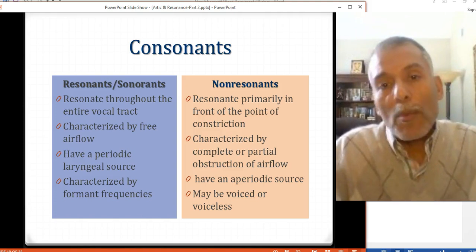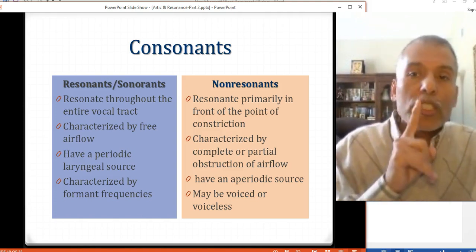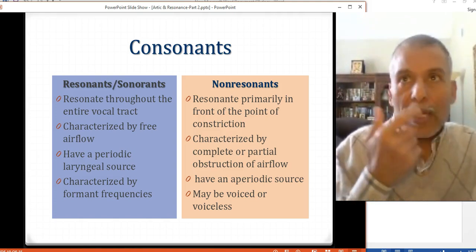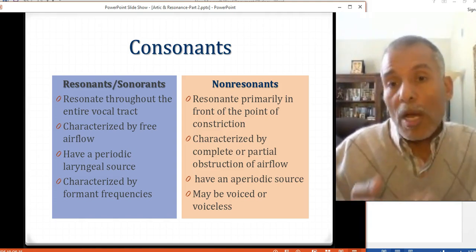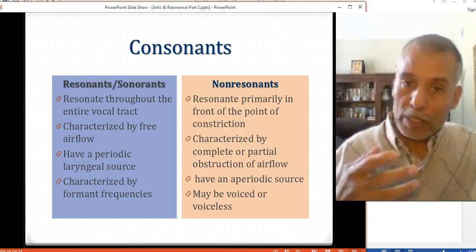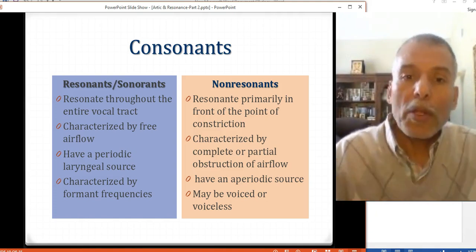So when you think about the constriction, know where the constriction is, look at the space and see if the space is larger, how does that affect frequency? If the space is smaller, how does it affect frequency?